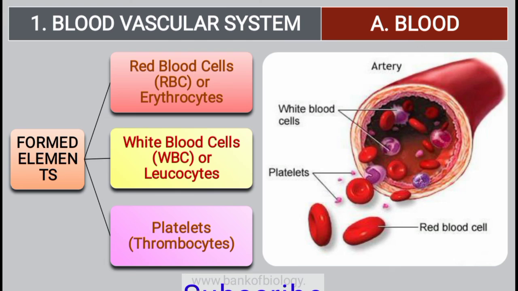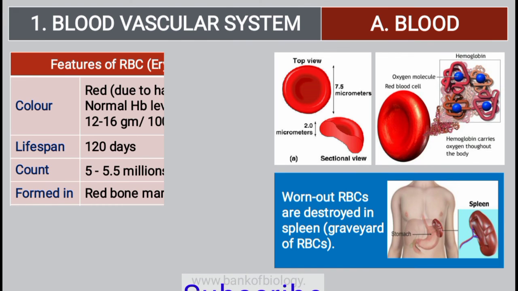What are the features of RBCs or red blood cells? Red in color, normal Hb level is 12 to 16 gram per 100 mL. Lifespan is 120 days. Count should be 5 to 5.5 million. Red bone marrow is where they are formed.